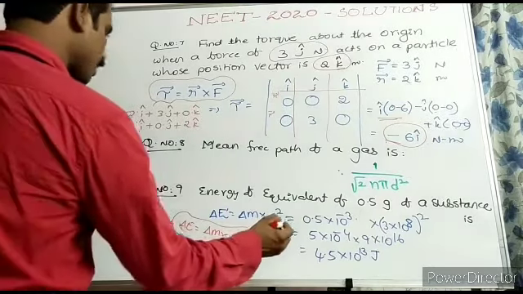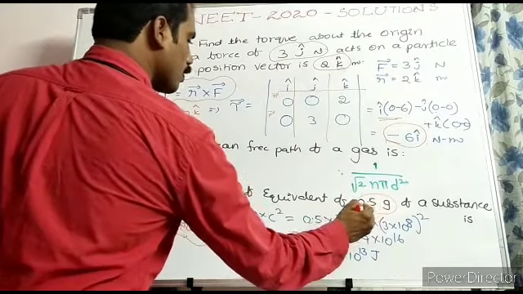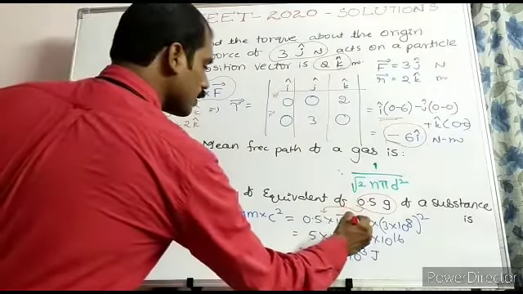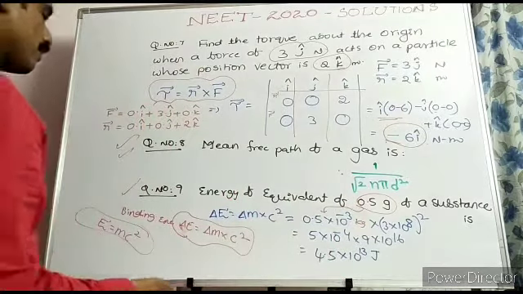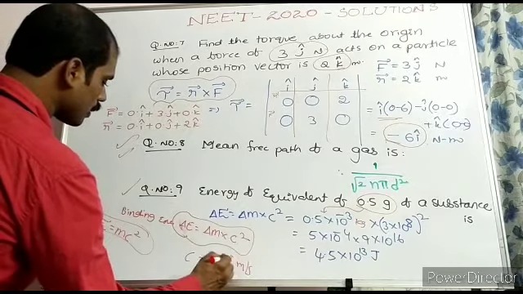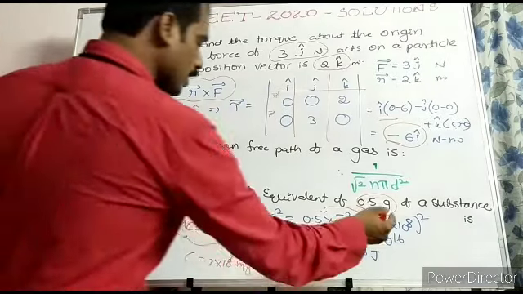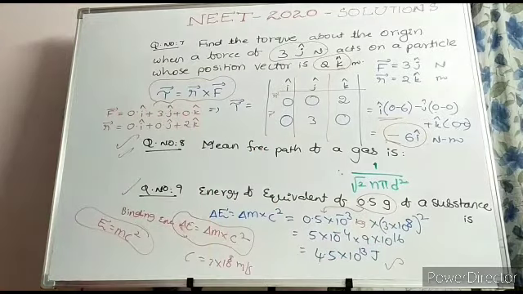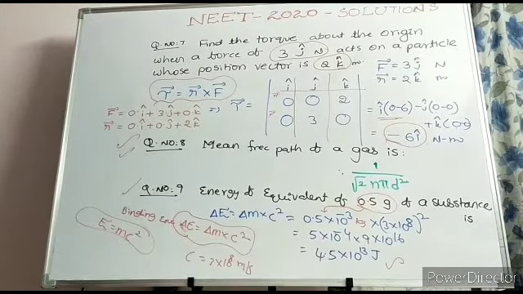Now, converting 0.5 gram into 0.5 into 10 power minus 3 kg, and the speed of light c is equal to 3 into 10 power 8 meter per second. Its square can be written as 9 into 10 power 16. Finally, we can obtain 4.5 into 10 power 13 joules.